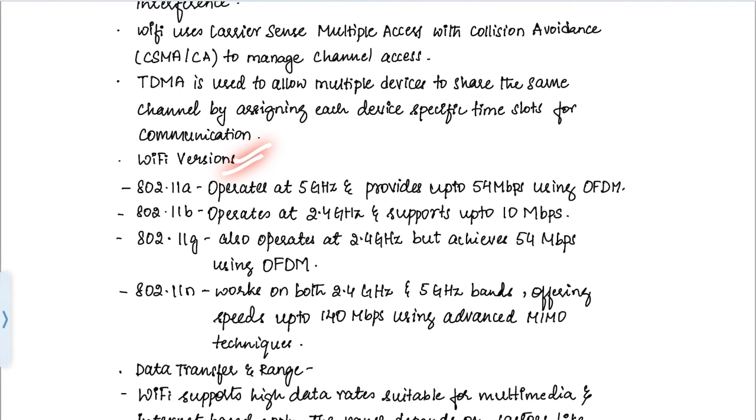Speaking of versions, different versions of the IEEE 802.11 standard have different capabilities. The first one is 802.11a, which operates at 5 gigahertz and provides up to 54 Mbps using OFDM, orthogonal frequency division multiplexing. Then we have 802.11b. This operates at 2.4 gigahertz and supports 11 Mbps data transfer. Then we have 802.11g. It also operates at 2.4 gigahertz but achieves 54 Mbps using OFDM, similar to the above one. Then we have 802.11n. It works on both 2.4 gigahertz and 5 gigahertz bands, offering speeds up to 140 Mbps using advanced MIMO techniques, multiple input, multiple output techniques.